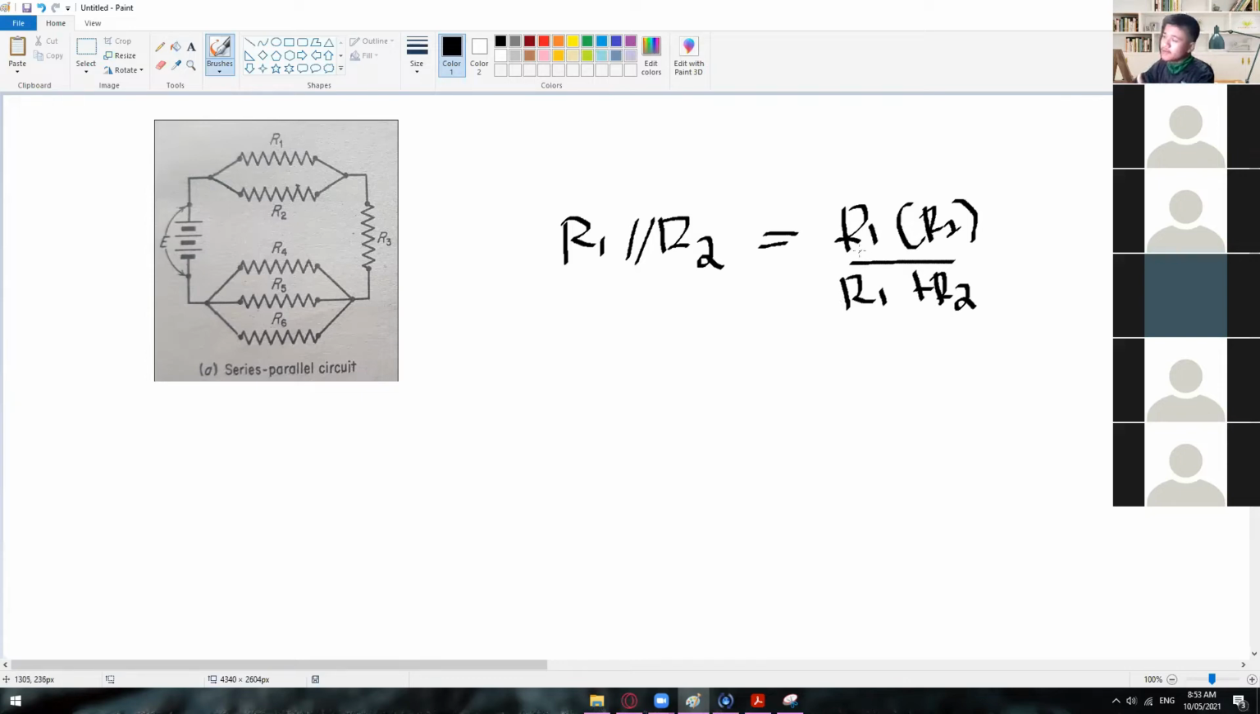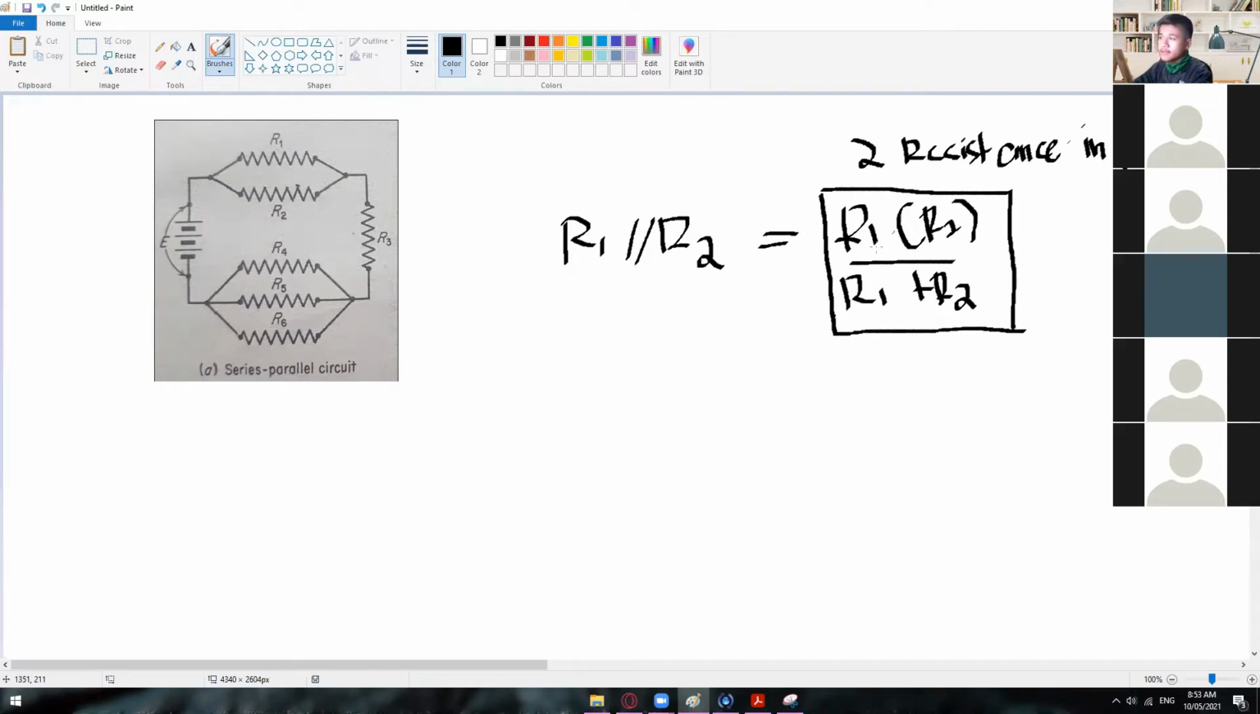Okay, ito yung pinaka-formula talaga natin kapag two resistance. Okay? Two resistance in parallel with each other. Alright? Kapag dalawa lang yan, you can use this formula: R1 times R2 divided by R1 plus R2.